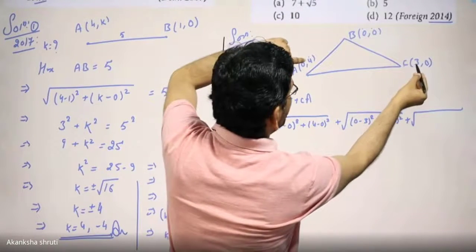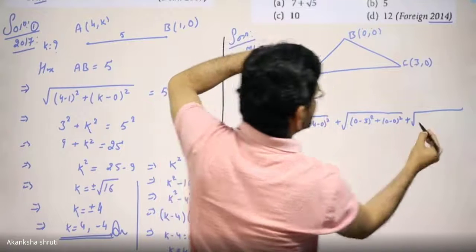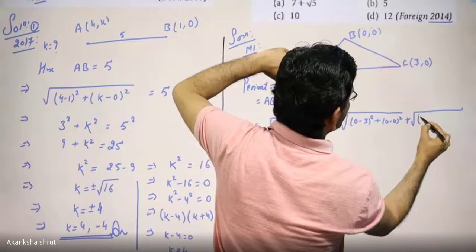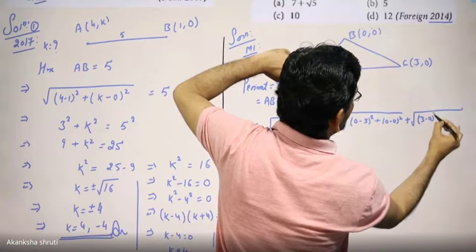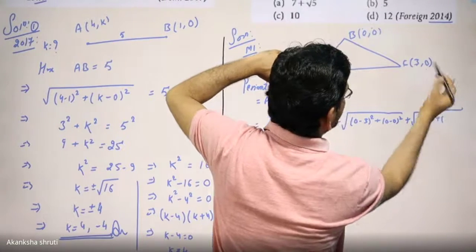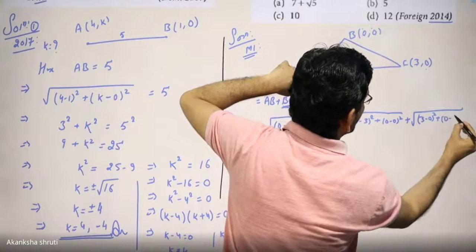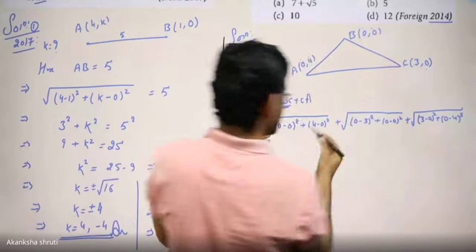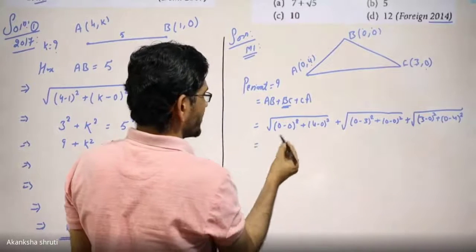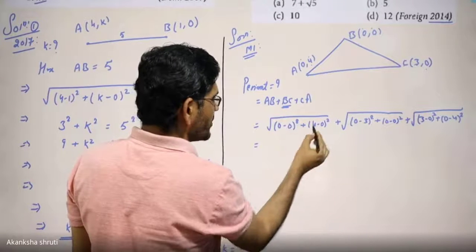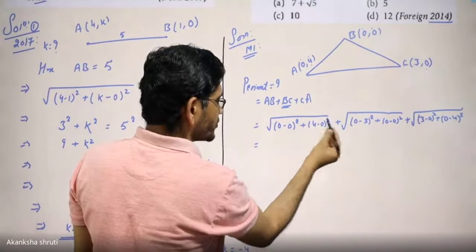or A and C we need to consider. Their x coordinate difference, 3 minus 0, we may consider. So 3 minus 0 square plus their y coordinate, 0 minus 4 or 4 minus 0, we may consider. Both mean the same thing. Just we have to simplify this. That's all. So 0 minus 0 is 0. So it is our 4 minus 0, which is 4 square.